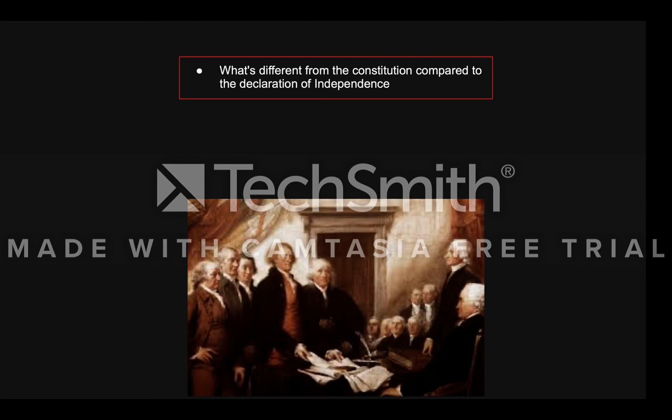What's different about the Constitution compared to the Declaration of Independence? The Declaration and the Constitution are two completely different documents. The Constitution has 7 articles and a preamble that describe the way government is structured and how it should operate. It also has 10 amendments in the Bill of Rights that spell out our rights, while the Declaration of Independence is where we gained freedom from Great Britain.